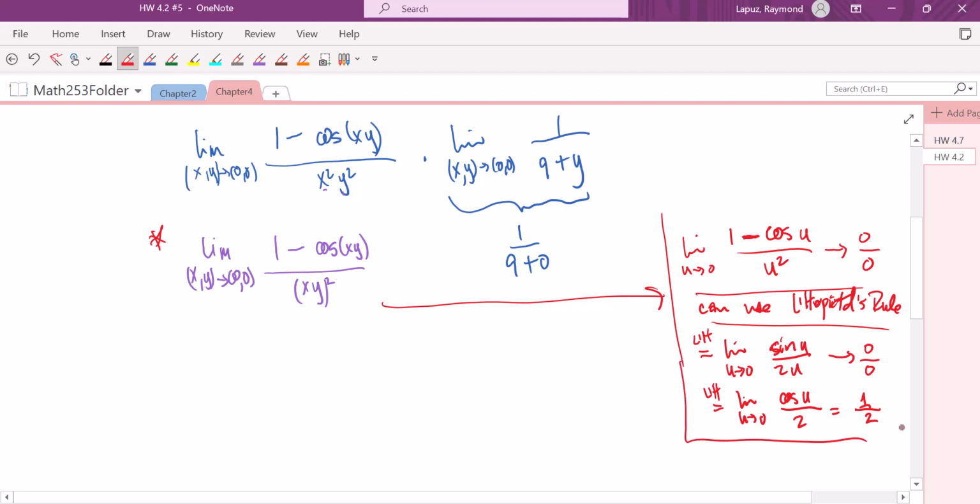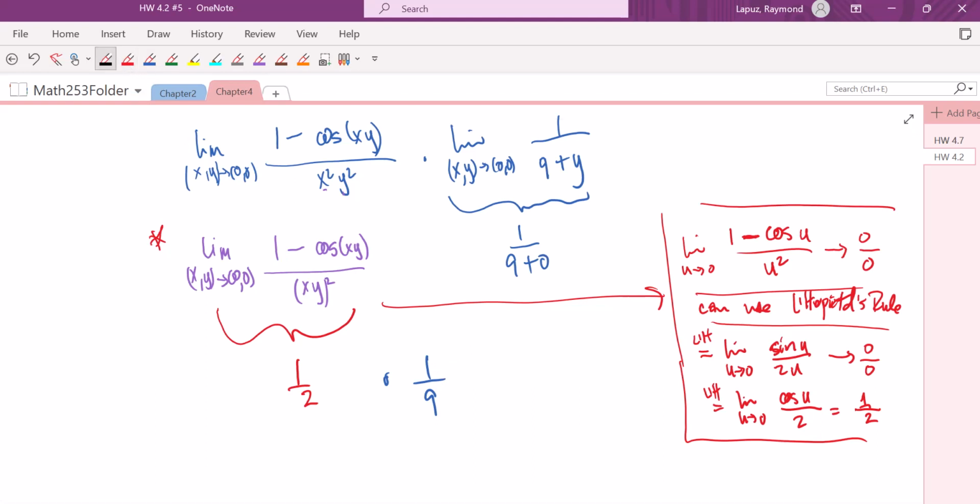Because this limit is equal to 1/2, we can probably assume that this limit is also equal to 1/2. So by the work that we did with L'Hopital's rule, this is going to be 1/2. All right. Now we got that to be 1/2. We have this previous limit that we computed to be 1/9. So I think our total limit here will be just 1 over 18.